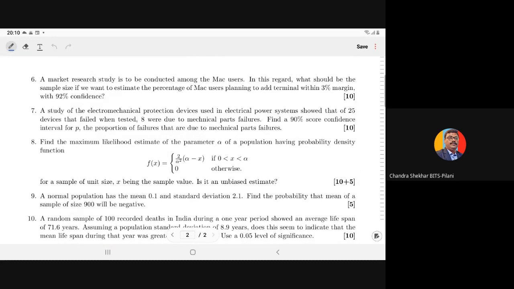A market research study is to be conducted among Mac users. In this regard, what should be the sample size if we want to estimate the percentage of Mac users planning to add a terminal within a 3% margin with 92% confidence? So this question is for the confidence interval for the proportion. You have to determine the sample size so that you are 92% confident that your estimate is correct.